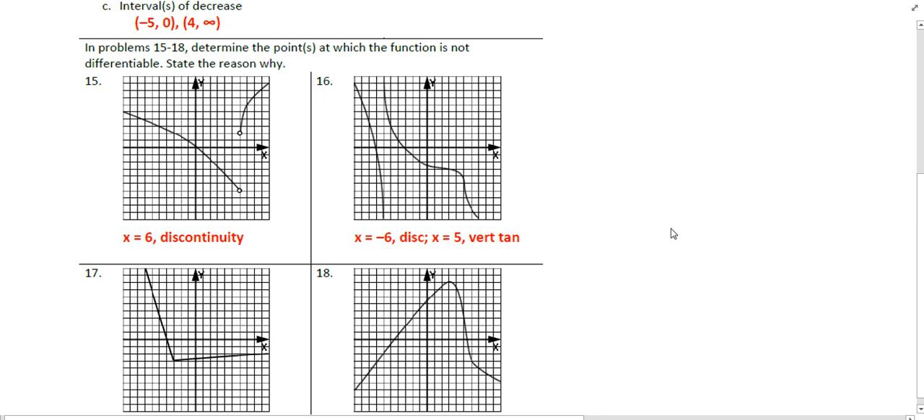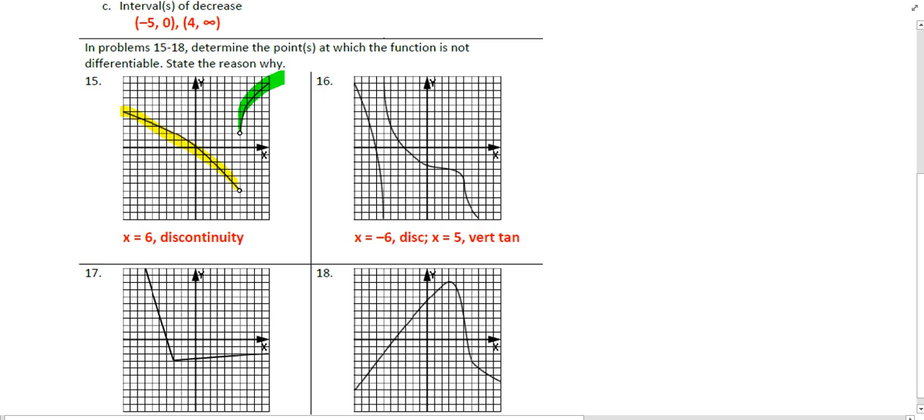Alright, in 15 through 18, they want you to determine the points at which you cannot take the derivative. Well, of course, along this portion of the curve, you could take the derivative all the way up until that point of discontinuity at x equals 6. And likewise, you could take the derivative starting as you approach it from the right-hand side of 6. You could take the derivative anywhere along there, but not at 6 because of that jump discontinuity.